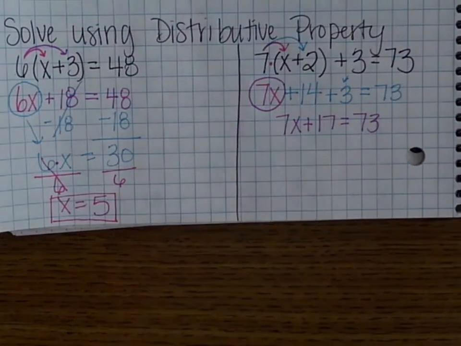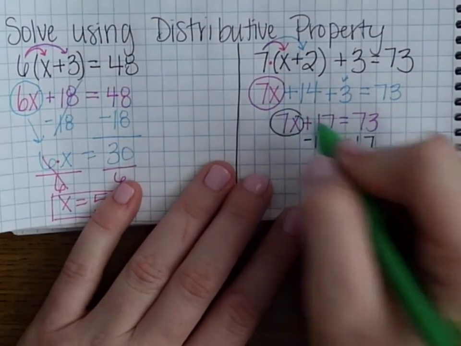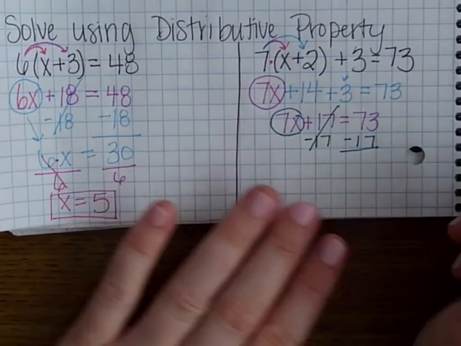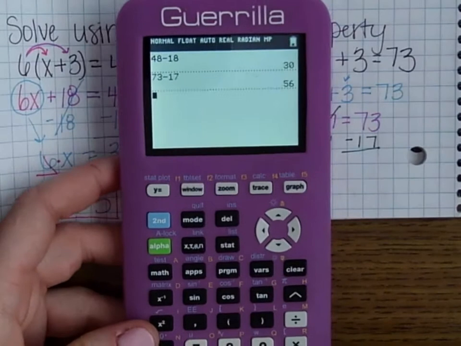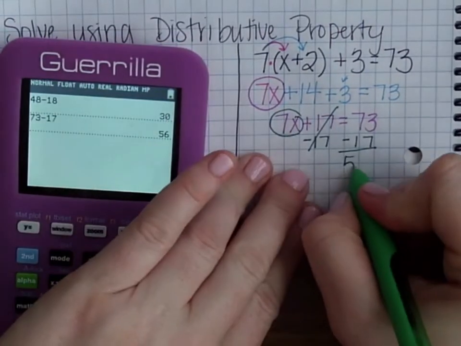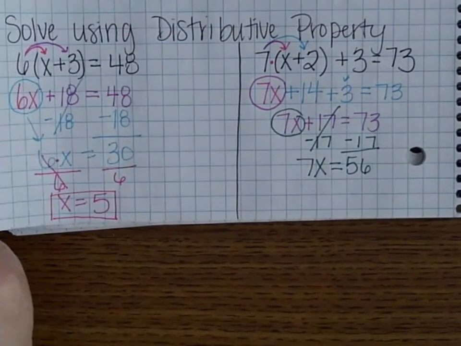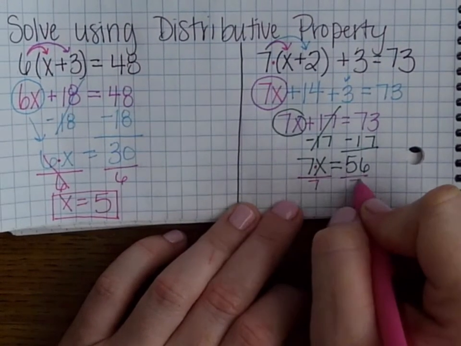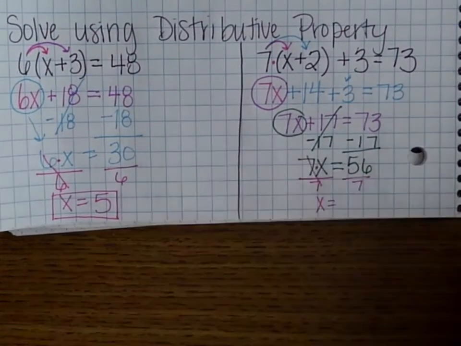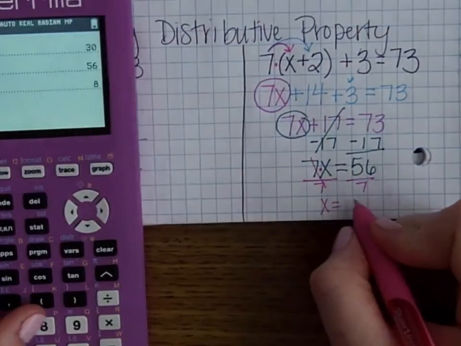Okay, now I need to subtract 17. You could circle your variable again if you wanted. Those cancel. 73 minus 17. Sorry, I'm not doing it in the calculator so you can see it. Is 56. Bring down your equal sign, bring down 7x, and then do your last step. 7 times x, opposite is divide, x equals 56 divided by 7, which is 8.